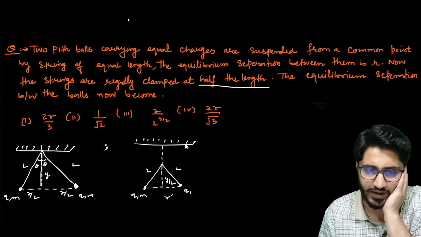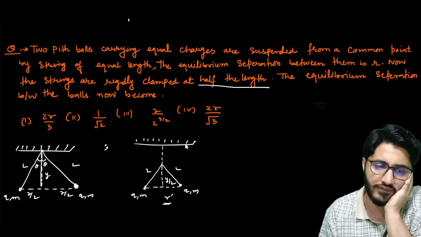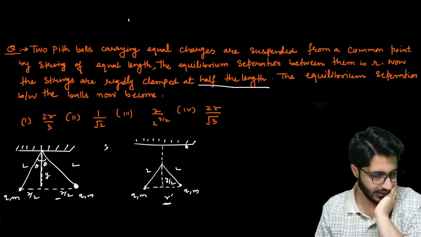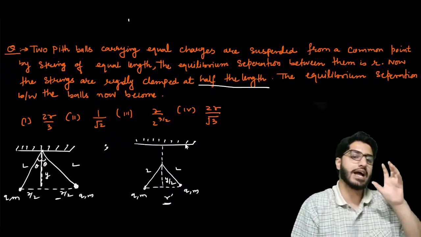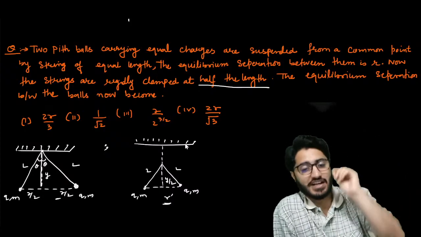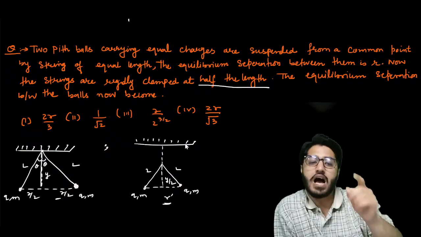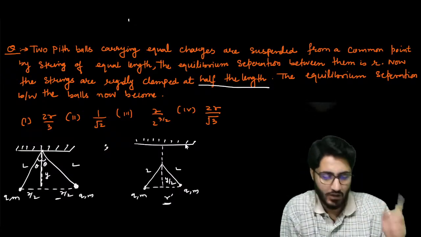So I need to find this R dash in the variable of this R. How can I get it? Look, that means I have to find a relation which relates R only.